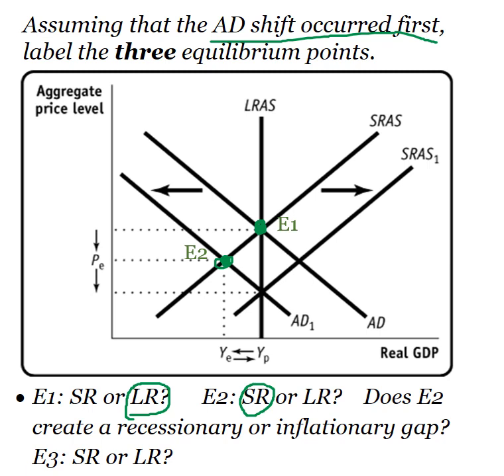Now, hopefully you can tell that E2 creates a gap because we're off the long run potential. Now, is it a recessionary gap or an inflationary gap? It's to the left of our potential, therefore it is a recessionary gap.